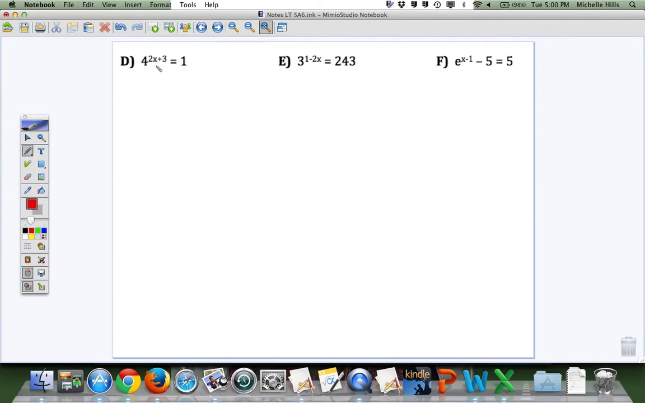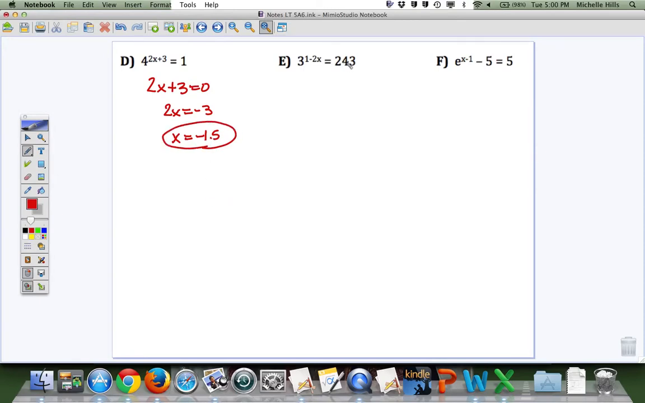I could do a lot more work than I need to here, but I know that anything to the 0 power equals 1, which means 2x plus 3 just has to equal 0, because then 4 to the 0 power equals 1, which means 2x equals negative 3, so x equals negative 1.5 when I divide both sides by 2.